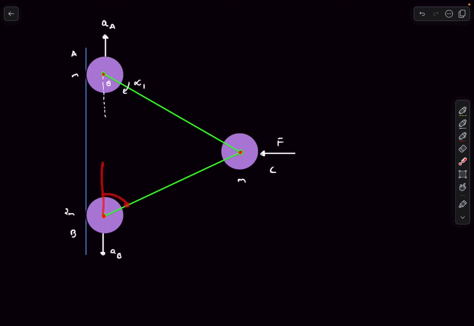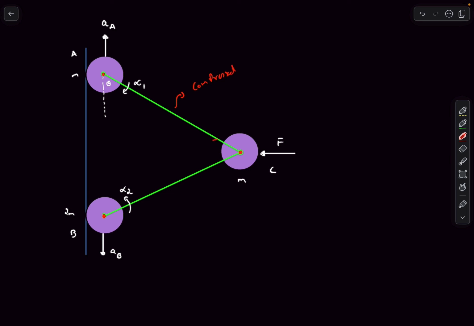Now similarly, this angle over here will also decrease, right? Which means this guy's angular acceleration will be in the counterclockwise direction. Let's call it alpha 2 because they don't necessarily have to be equal. Now if you just observe this disc A over here, how is it moving in the upward direction? It's because the tension force from this rod is actually pushing the disc A in the upward direction. So we can say that the rods are actually compressed. That's why the tension is pushing in nature.